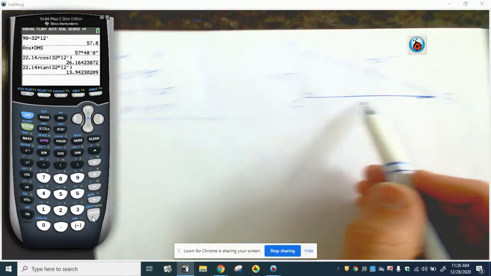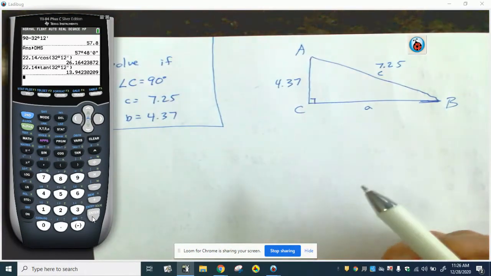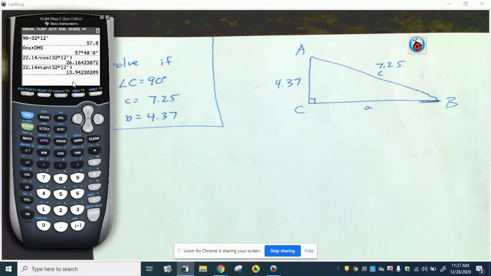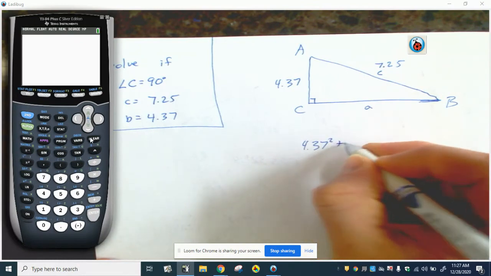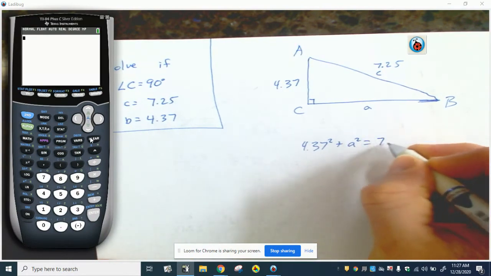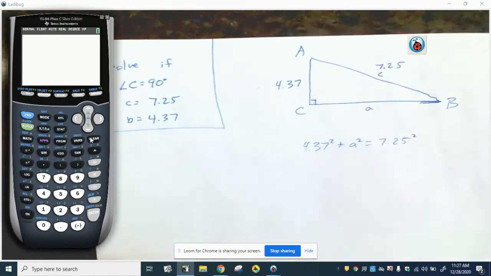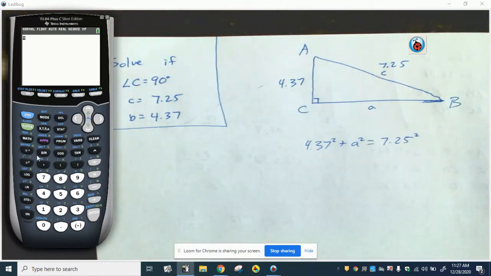Now, obviously, I can find that third side really easily just using Pythagorean theorem. I can just say 4.37 squared plus A squared equals that 7.25 squared. And I can just type that in as, I personally would do the square root of 7.25 squared. In this case, I would have to subtract, right, the 4.37 squared. Okay, and bam, I know that answer.